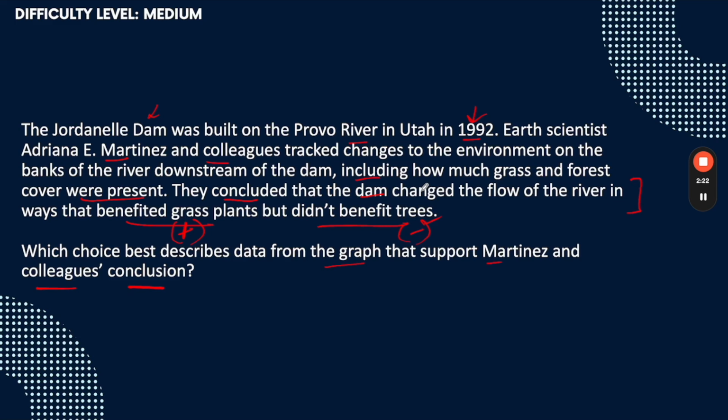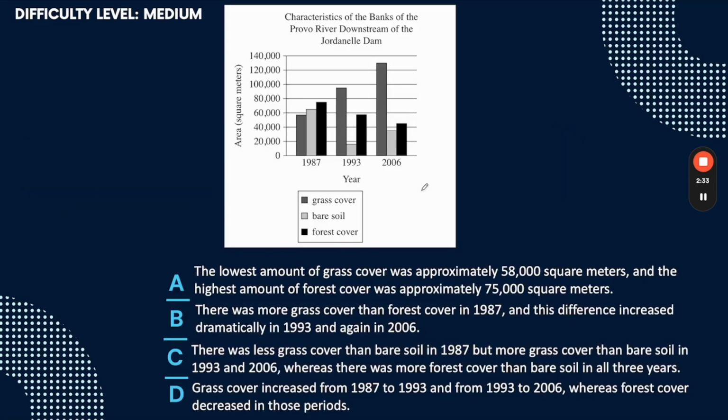Right? Tentatively, the correct option should say the same thing. It should say that the dam helped the grass plants in some way and didn't help the trees in a similar way. Now, with this understanding, let's go ahead and understand the graph.